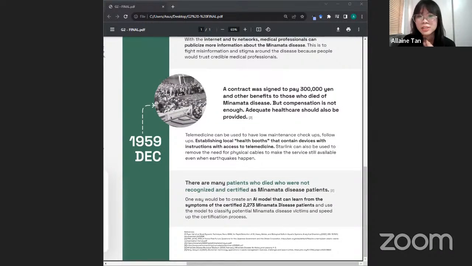And finally, the last problem we identified was that many Minamata disease patients were not recognized and certified as Minamata disease patients. So this can be attributed to many factors like limited resources, poor record keeping, and even political interests. But our focus is on the fact that it's a complex diagnosis to make. So one technological solution would be to create an AI model that can learn from the symptoms of the 2,000 certified Minamata disease patients and use the model to classify potential Minamata disease victims and expedite the certification process.